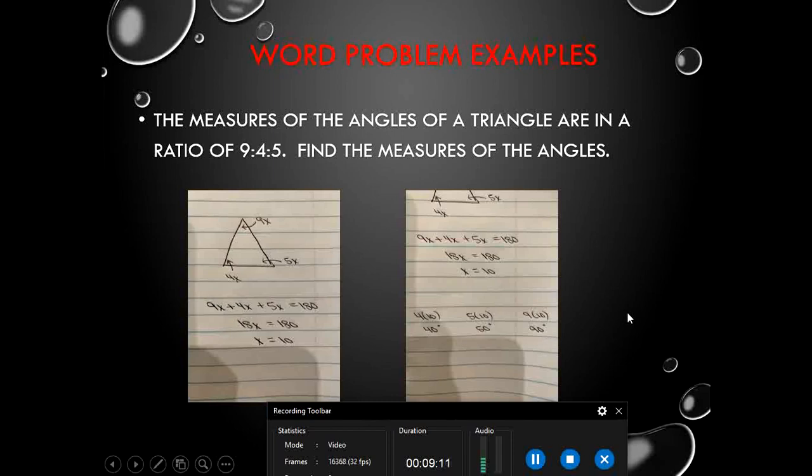If they ask you to classify the triangle based on its angles, the 90-degree angle will be controlling that. So this would be a right triangle.